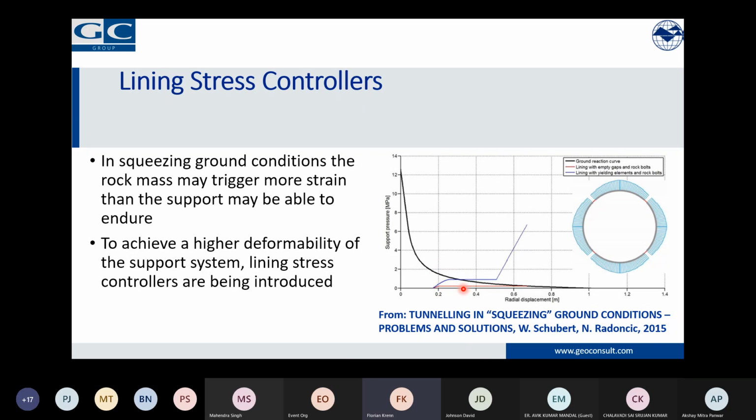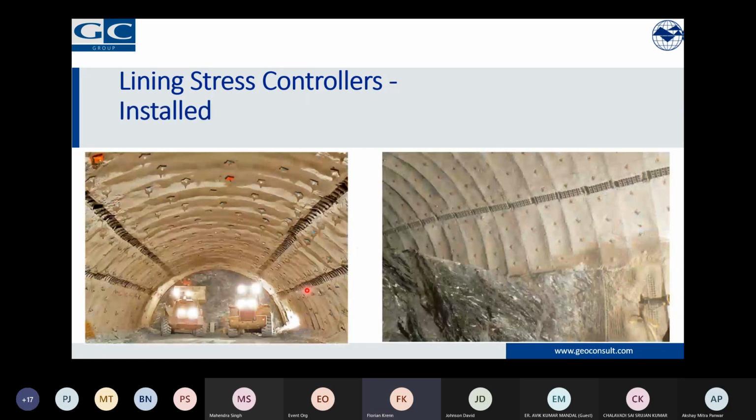If we open gaps, we cannot utilize the sprayed concrete properly, because the open gaps cannot transfer any loads. And now how these things look in practice, you can see here. This is one row of these lining stress controllers. Here is even a second row. So this is actually a road tunnel, the second tube of the Tawan tunnel. And you can see here also that the bolting pattern is quite dense.